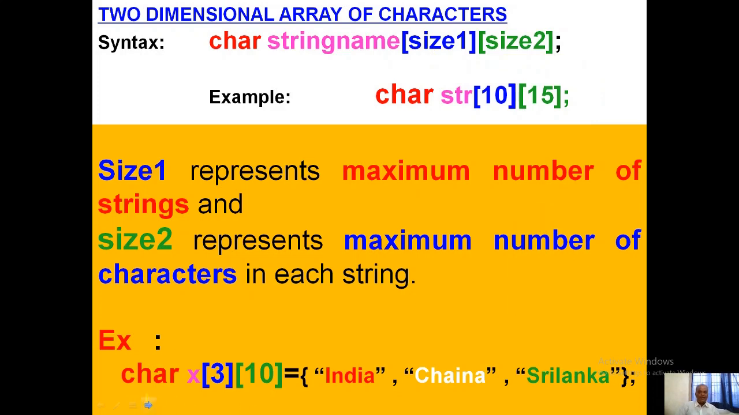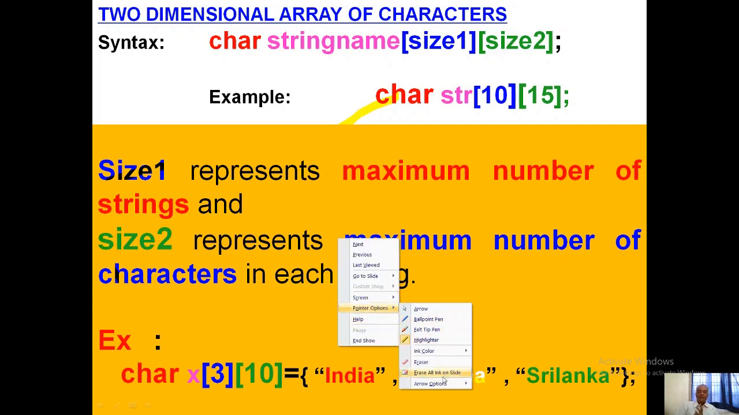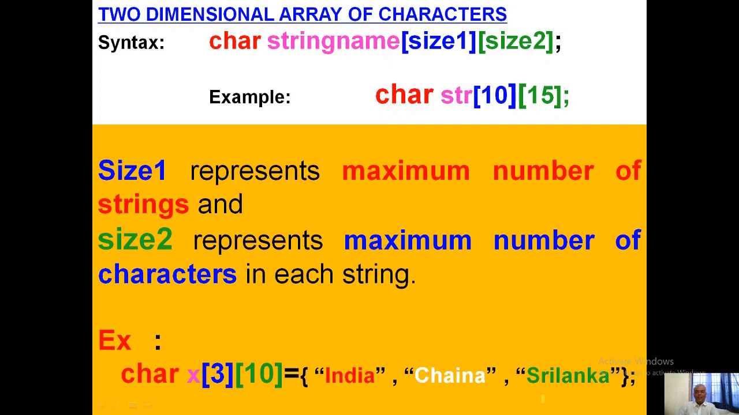For example, char x of 3, 10. This 3 represents the maximum number of strings, so in this character array we can use only 3 strings. Here I gave India, China, Sri Lanka. The 10 means each string can have a maximum of only 10 characters. You can give only 10 characters.